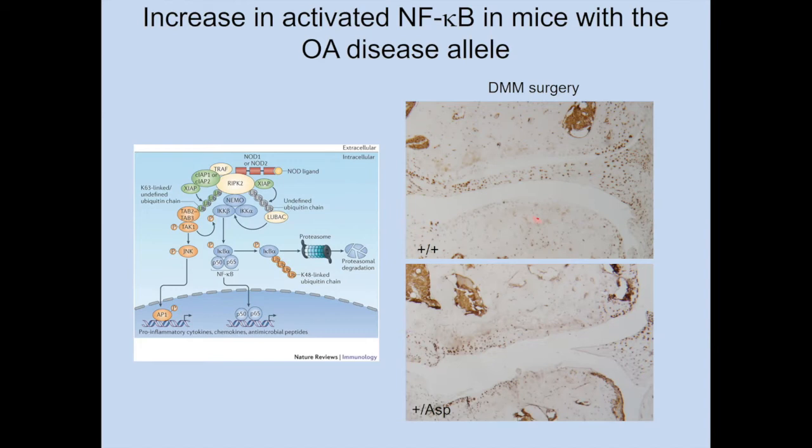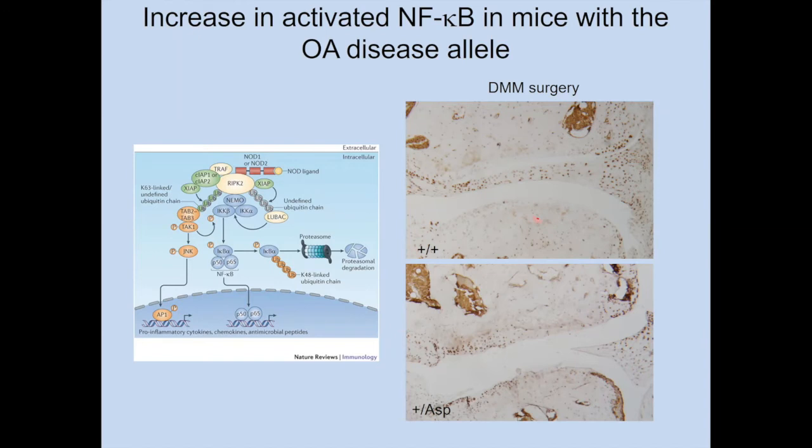But in the animals carrying the disease allele, especially in areas where there's a lot of cartilage damage, we can see a dramatic increase in the overall number and intensity of staining in the cartilage, as well as in this area here. This is actually a bone spur, or an osteophyte, that's forming. We can see there's a high degree of activated NF-kappa B staining. So it appears that having the disease allele leads to an activated NF-kappa B response, and I'll show you some of the gene expression data as well that we've examined.